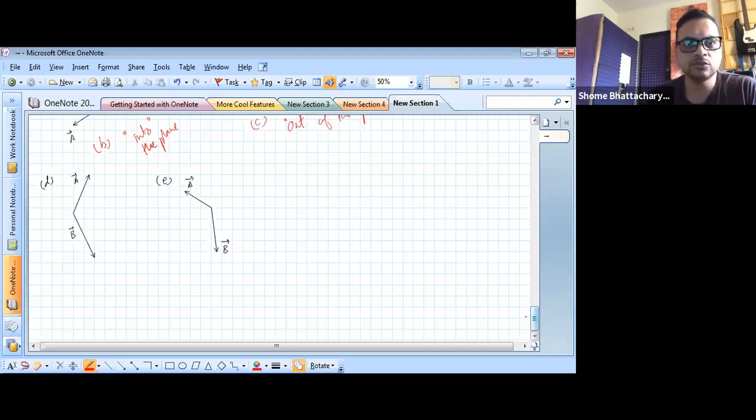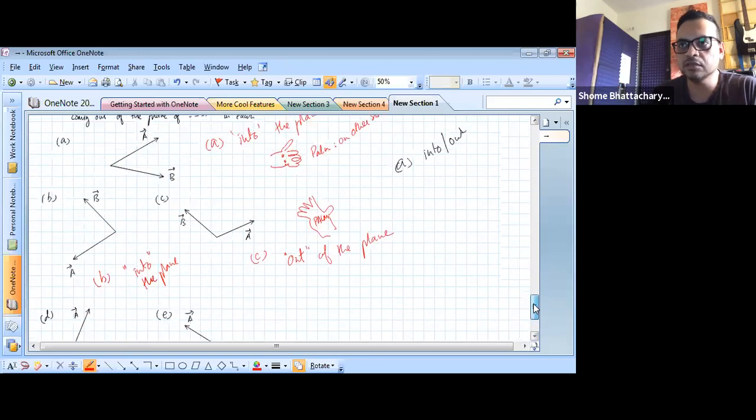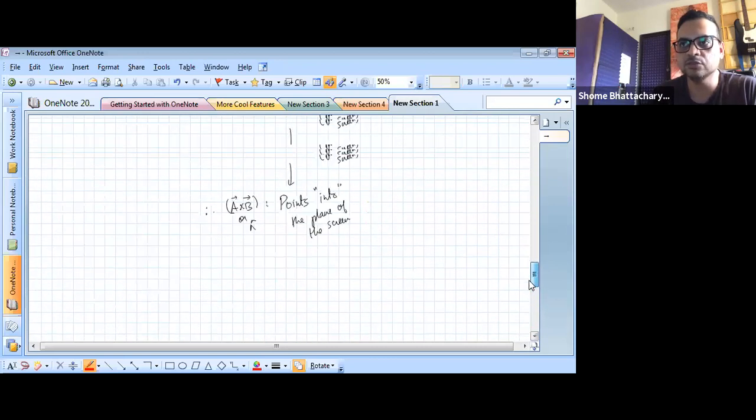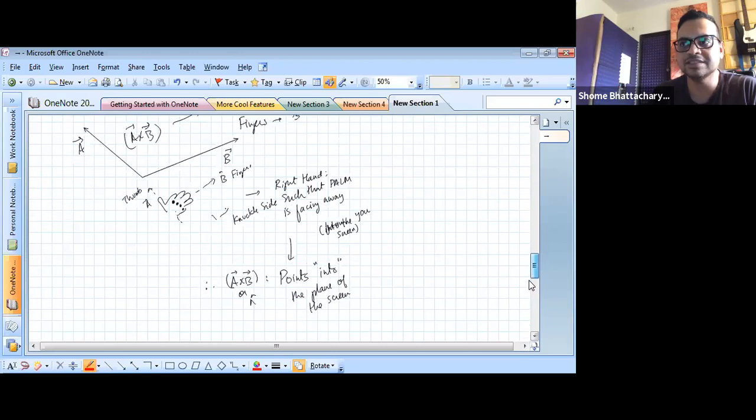So for the sake of the recording also, I'll just go through this question once more. Yes, now all of you got this correct. This is going into the plane. D is into the plane and E is coming out of the plane. Since we lost a bit of the recording because of my connection loss, I'll take you through this again. We were looking at these examples.